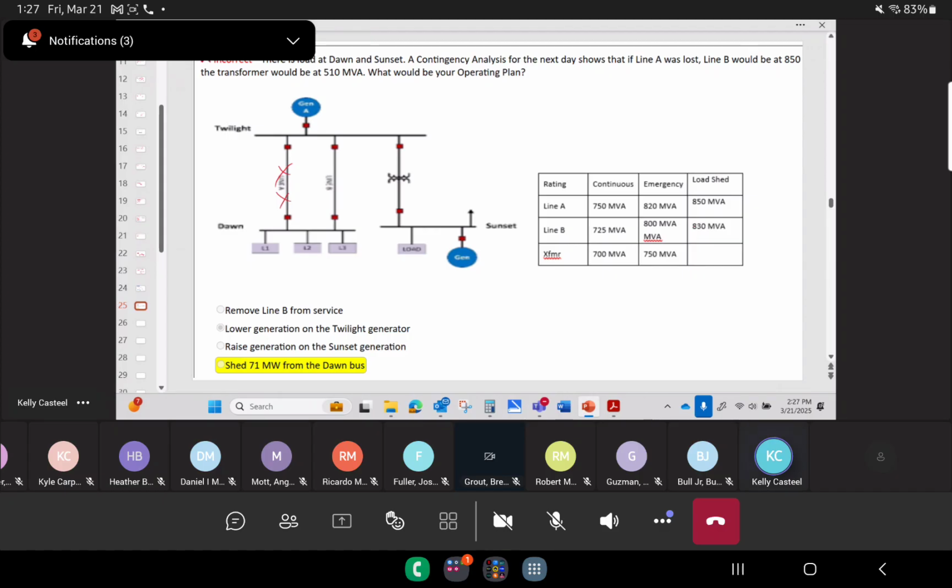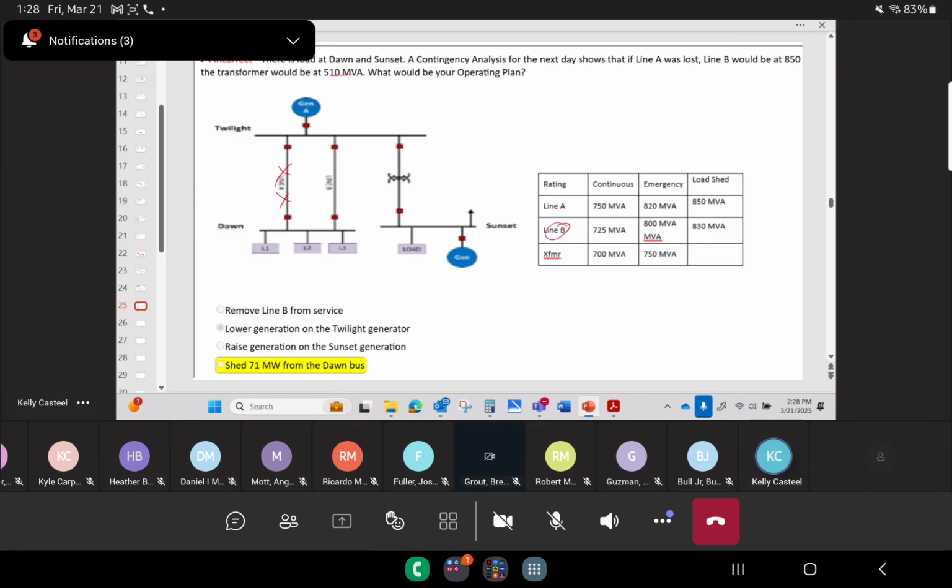Let's look at the transformer first. Transformer would be loaded up to 510 MVA. Transformer has 700 and 750 MVA for normal and emergency ratings. So transformer's in good shape, so we don't have to worry about it. Line Bravo would be at 850. So here's line Bravo. We're going to be at 850. So yeah, we're going to be loaded up well above even load shed. So what would be your operating plan?